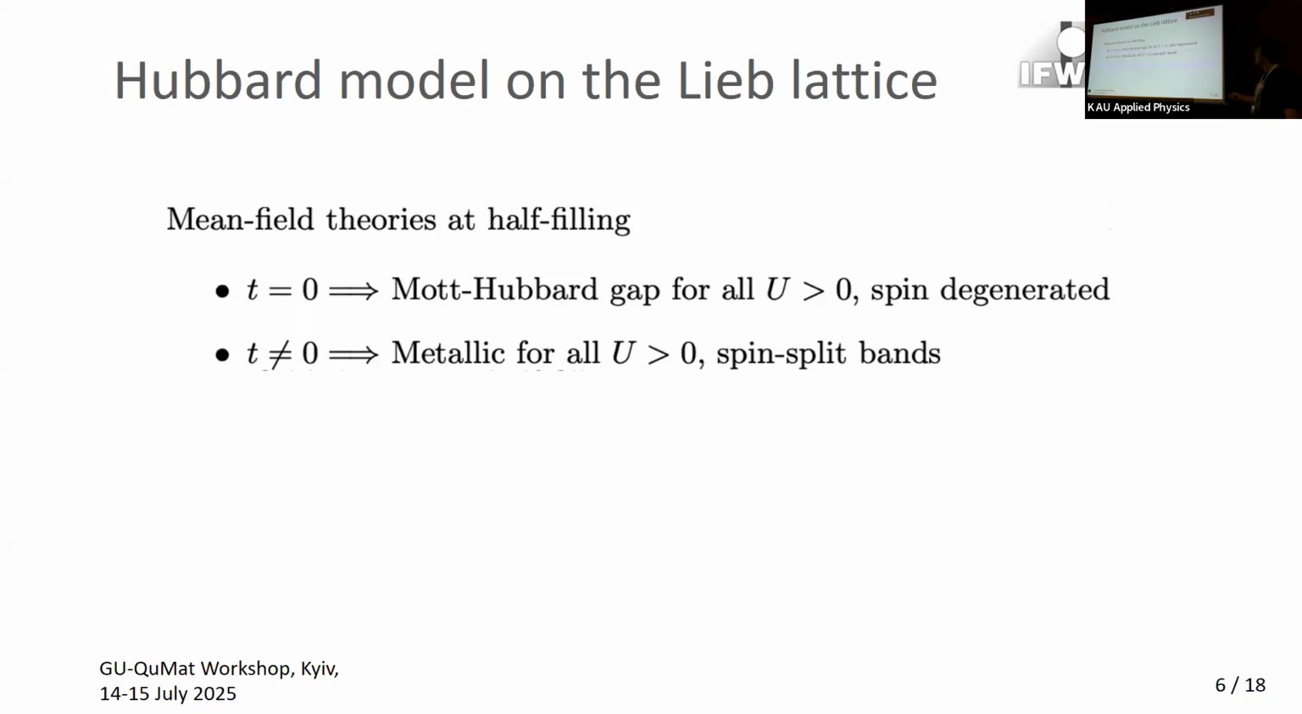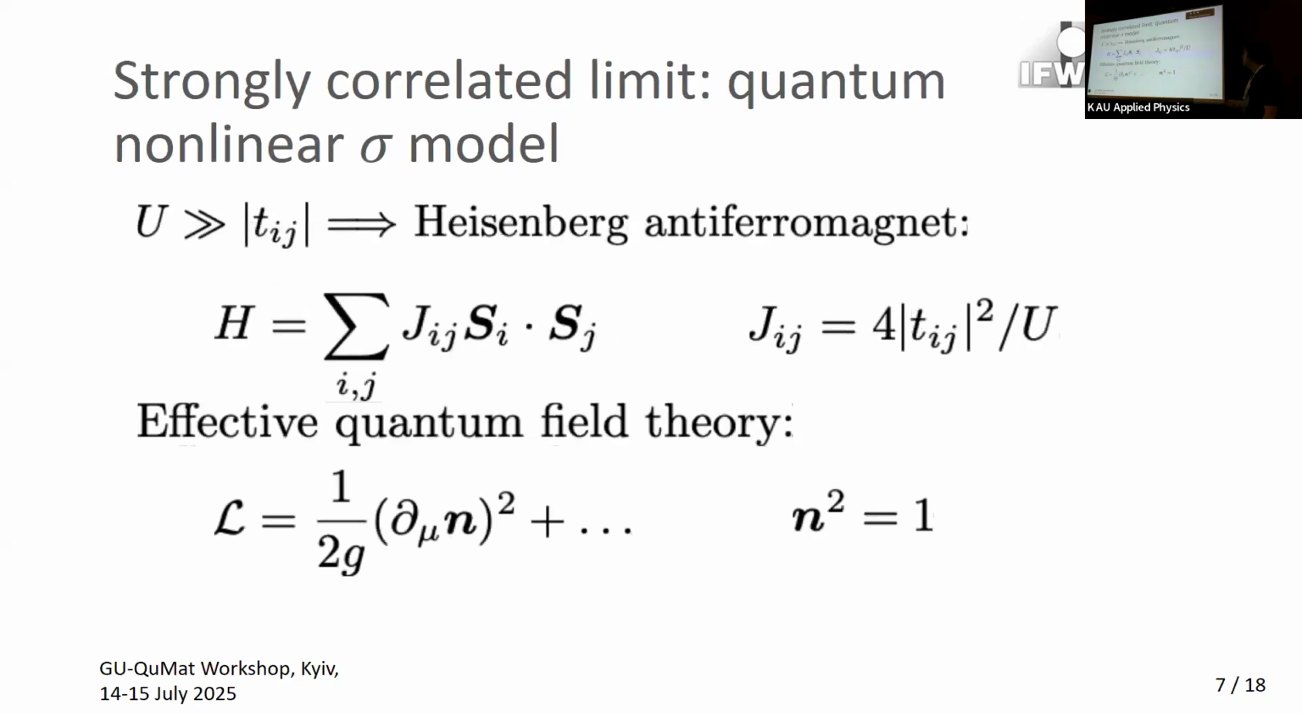We don't find that, but the way we study this is to use effective quantum field theories that respect more or less the symmetries of the original models. And the idea is that if you are in the strongly correlated limit, for U much larger than the magnitude of the hopping matrix elements, this maps at half filling to a Heisenberg antiferromagnet, where these exchange couplings are given in terms of the hopping and U. This is a well-known fact. And now, what is the quantum field theory?